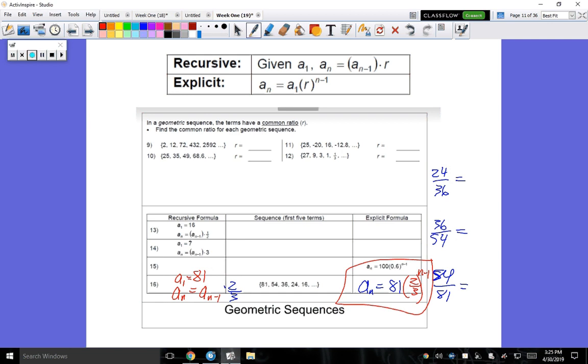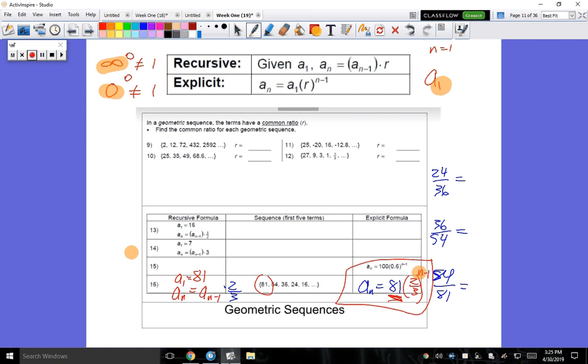Okay? Now, the first term, which is a sub 1, this is huge, guys. I'm saying n is 1 for the first term. That means right here I would put 1. And obviously, what's 1 minus 1? 0. What's 2/3 to the power of 0? 1. Anything to the power of 0, except for infinity and 0, will equal 1. And what's 1 times 81? My first term.